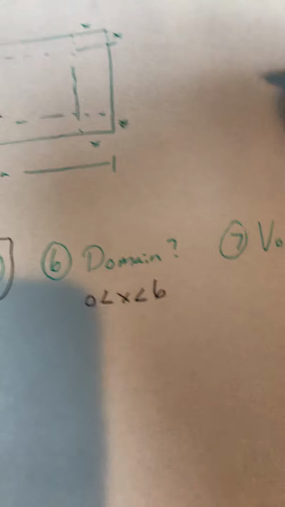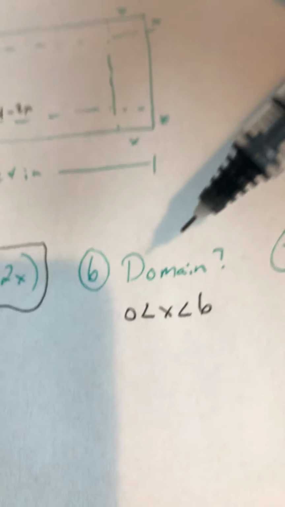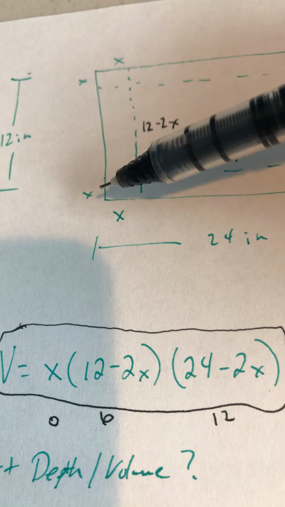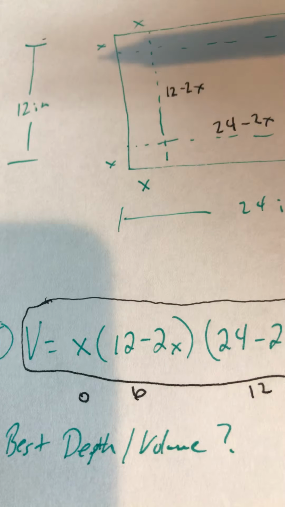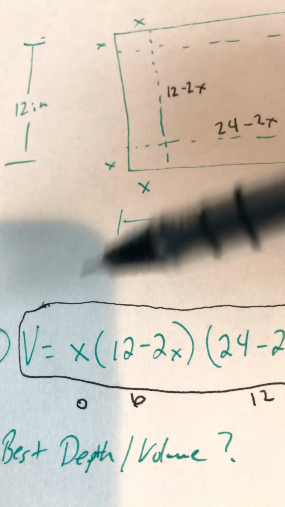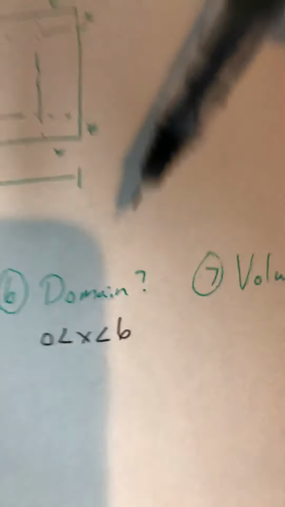Now notice I'm not using equal to signs. And this should make sense because could x be 7? Well, if we take a look over here, if I took away 7 here and 7 here, that's 14 inches. And this side is only 12, so it's impossible to take anything over 6 because it's going to make this width part negative. So there's your domain.